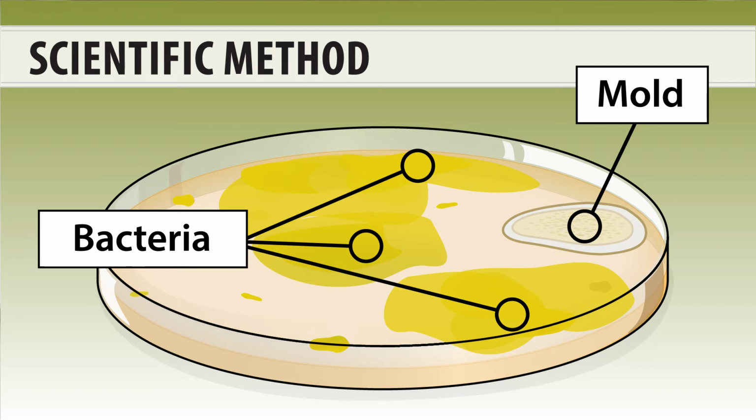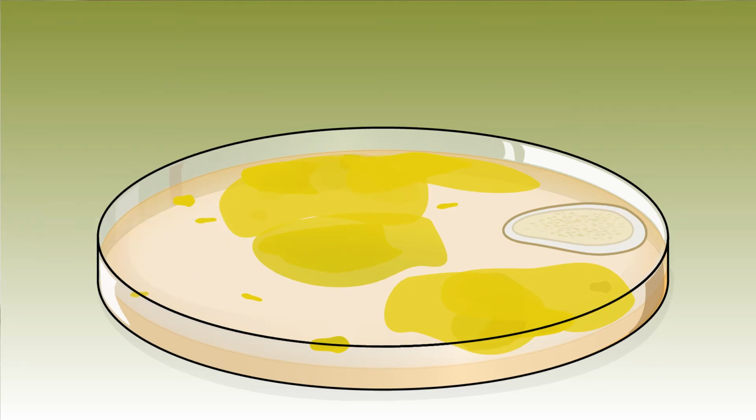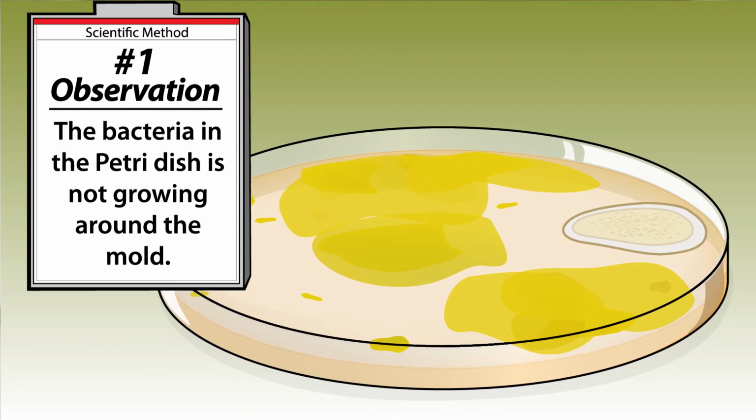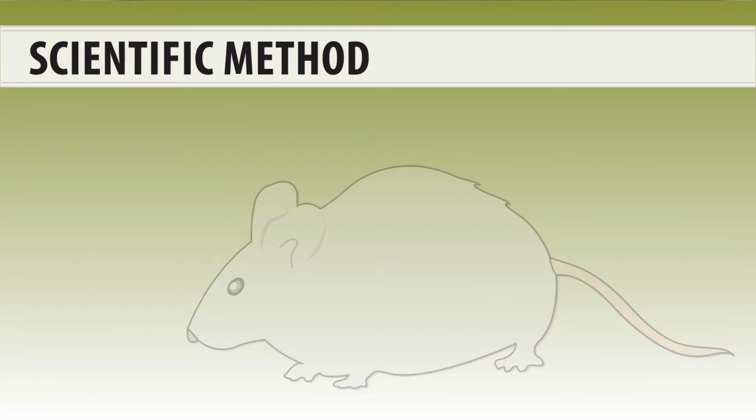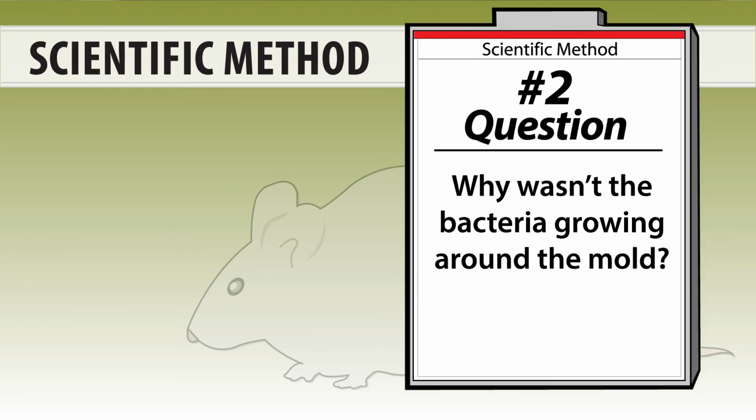Well, what Fleming actually noticed, and this is my point about the observation, is that while bacteria was growing all over the dish, it was not growing around the mold. And he was the first one to really observe this or wonder what was going on here. So he made the observation that bacteria does not seem to be growing around the mold. Well, that led him to the next step in our scientific method, the question. And his question then was, well, why isn't bacteria growing around the mold?